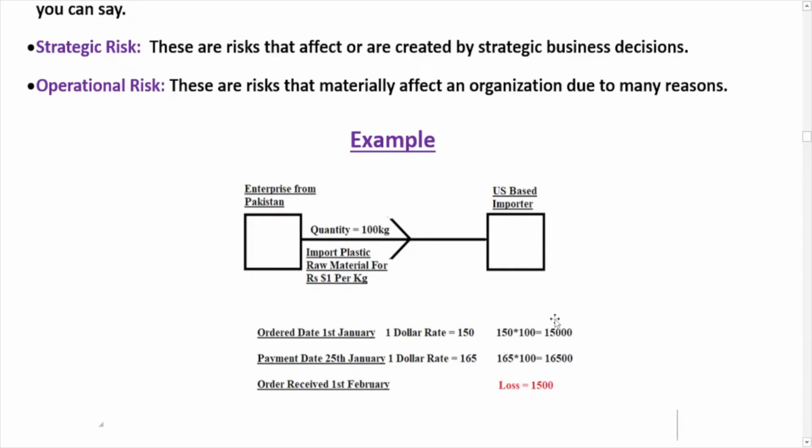So 100 multiplied by 150 is 15,000. And when we make payments, basically the rate of dollar is 165, and 100 is our kg. So we multiply it. 165 multiplied by 100, we will end up with 16,500. So we will have a loss of 1,500.